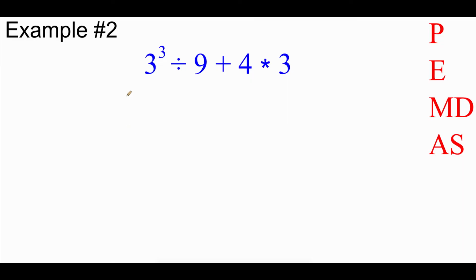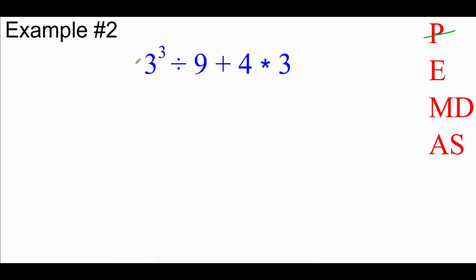In our second example here, we've got 3 cubed divided by 9 plus 4 times 3. Now I've got our order of operations written out on the right-hand side of the screen again. We start by looking for any parentheses. Just like our first problem, this problem does also not have any parentheses, so we're going to skip over that one. So now we're going to look for exponents.